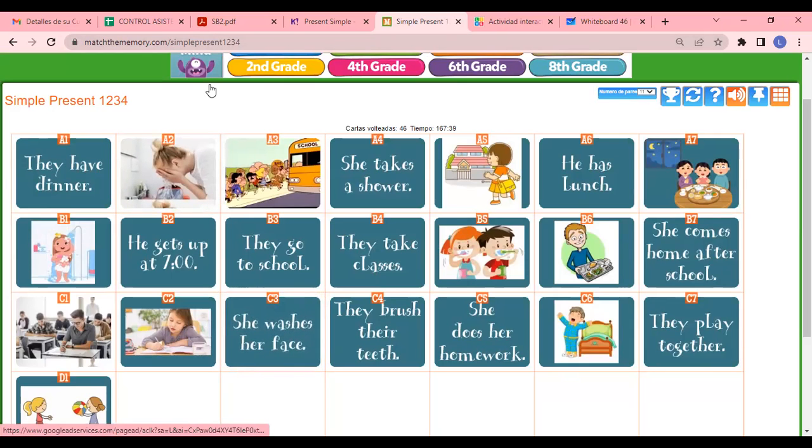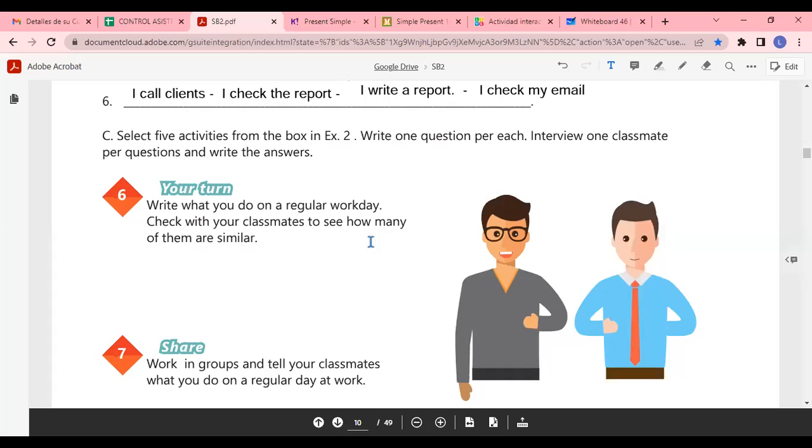Thank you. Okay, so that was a little bit of a review. We have different types, as you can see, different types of simple present sentences. We have a third person, second person, and first person. Teníamos diferentes tipos de oraciones. Siempre practicando el simple present.